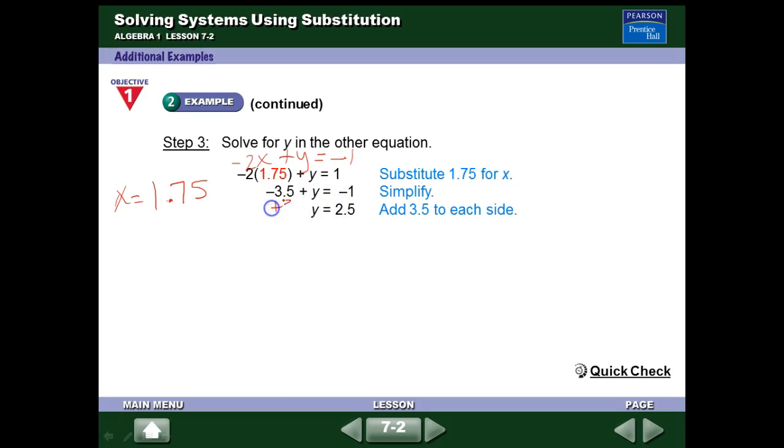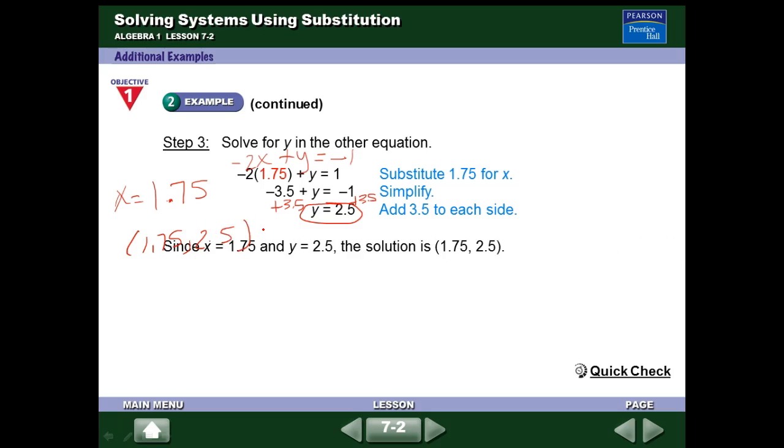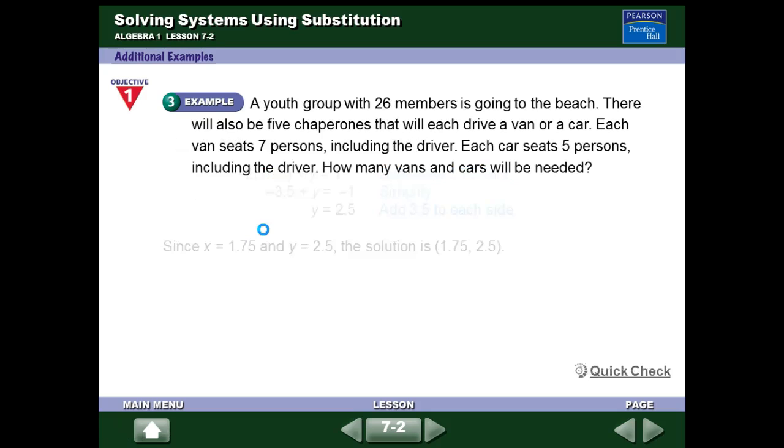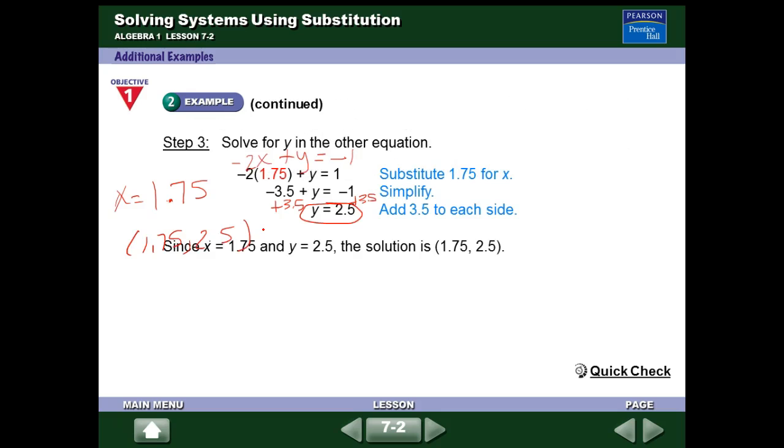We're going to add 3.5 to both sides. Negative 1 plus 3.5 gives you a positive 2.5. So I have 1.75 and what's my y? 2.5. So the last part here would be checking. So since supposedly 1.75 and 2.5 is the solution, you could go back through and check them.